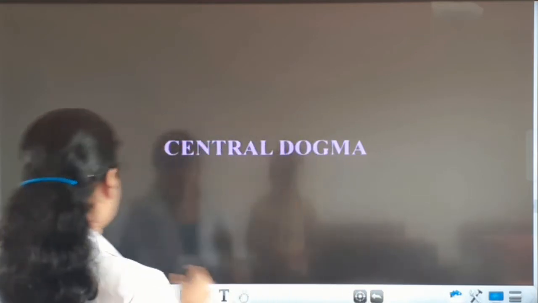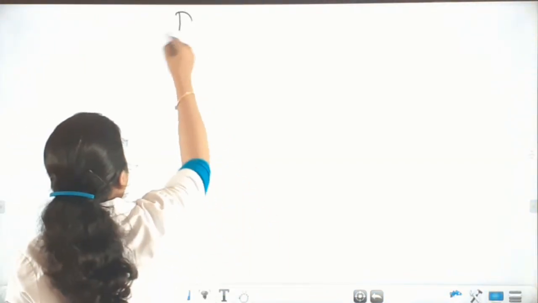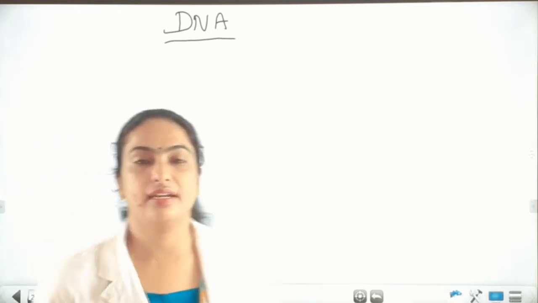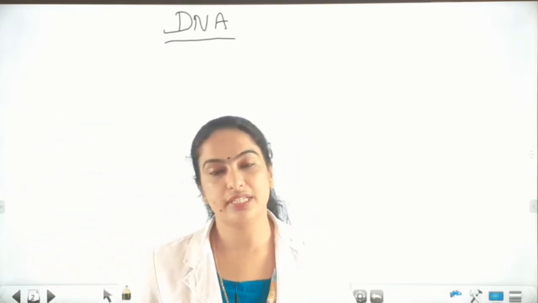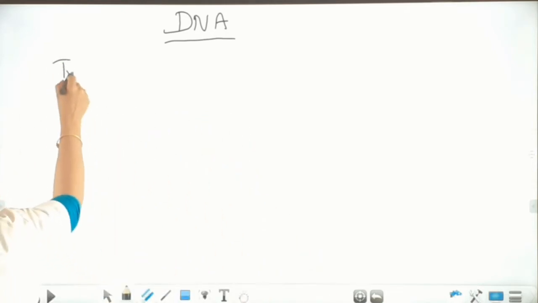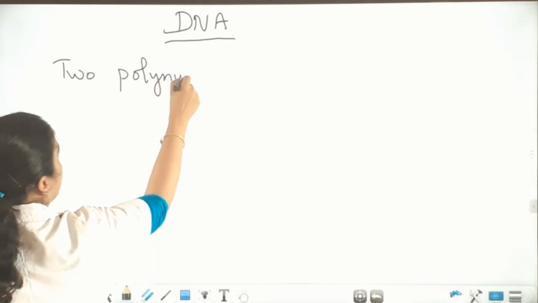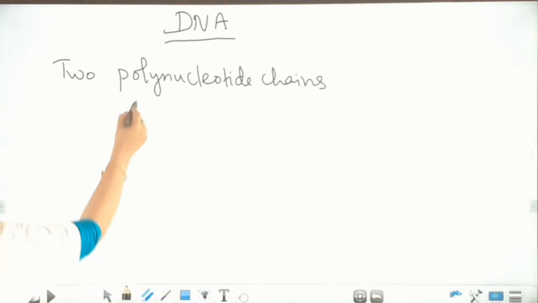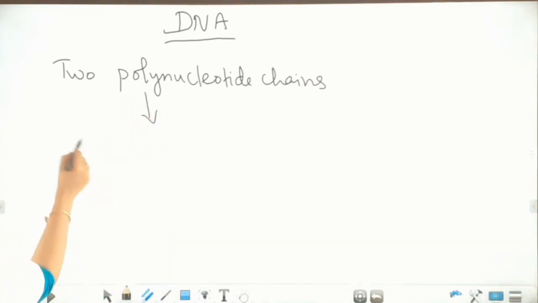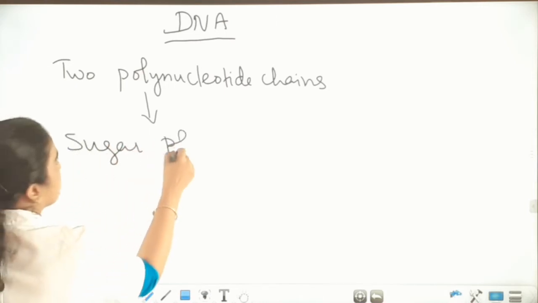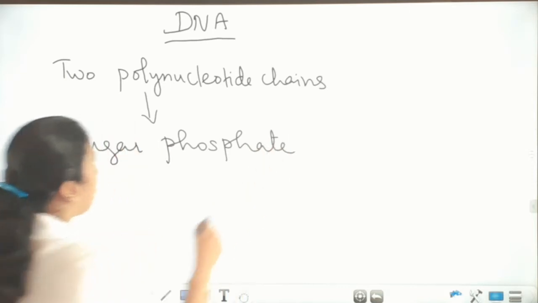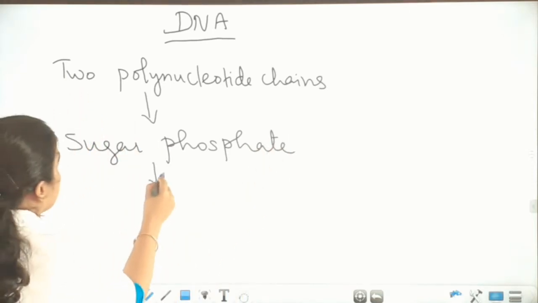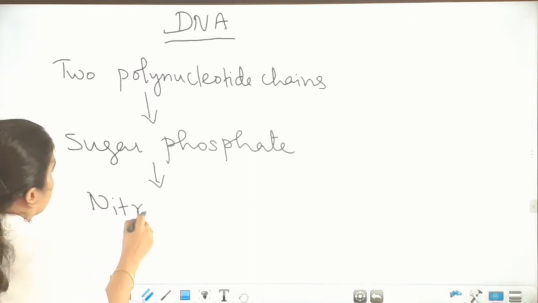Before getting to the details of central dogma, we have to see some basic information in regards to DNA. Let's see. DNA, as you know, is made of two polynucleotide chains, and the backbone of these two chains is sugar phosphate. So sugar phosphate makes the backbone of this DNA, and the nitrogen bases project inside.